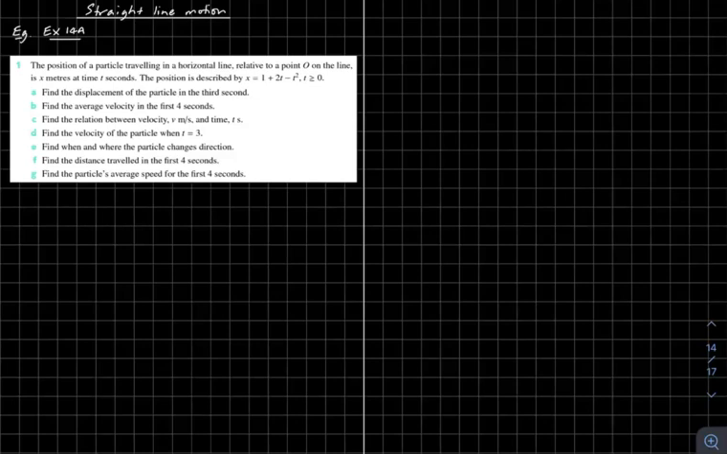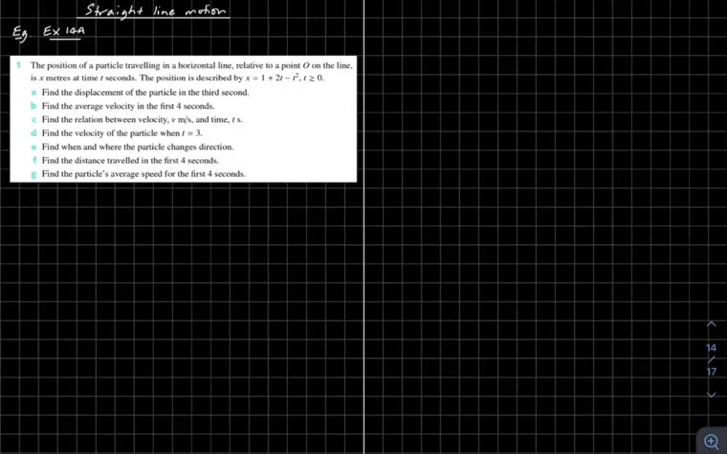The first question talks about the position of a particle travelling in a horizontal line relative to a point O on the line is x meters at time t seconds, and its position can be described by this equation for t greater than or equal to 0. So that's a pretty typical sort of setup for a question like this. In this case, we're given an expression for position, which is really another way of saying displacement, isn't it?